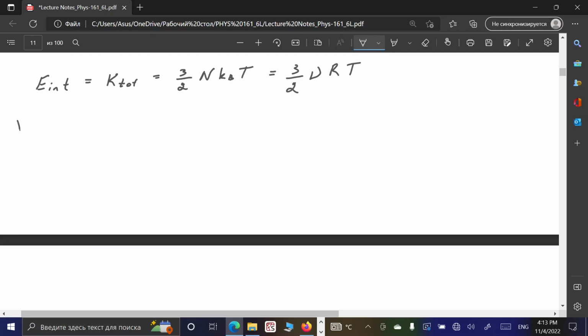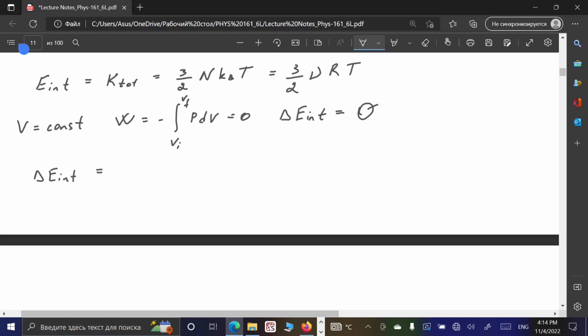Now for V equals constant, so isovolumetric process, we can write that work, defined as minus integral from V initial to V final of P times dV, will be equal to 0, and change of internal energy will be equal to amount of heat transferred to the system, Q. So in this case, we can write that delta E internal will be equal to nu times Cv times delta T.